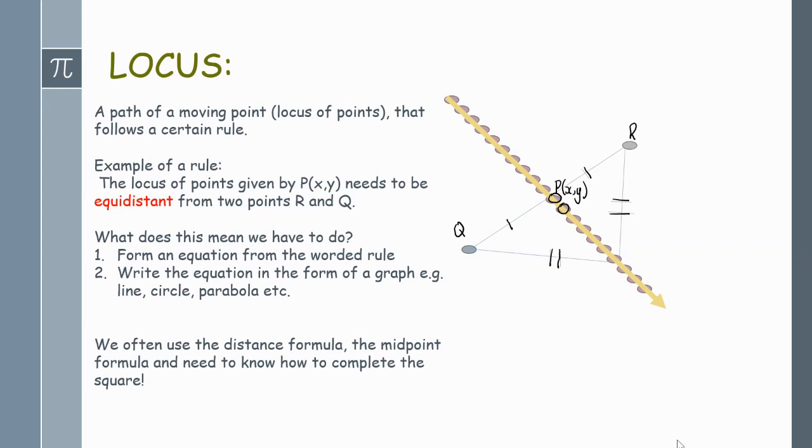What does it mean we have to do? We have to form an equation of the worded rule and write the equation in an appropriate form, such as in the form of a line, circle, parabola, etc.